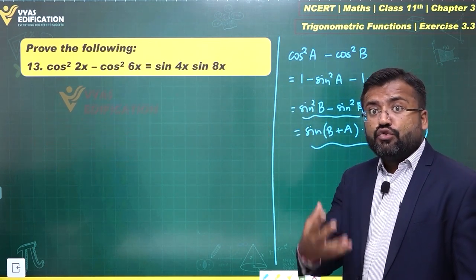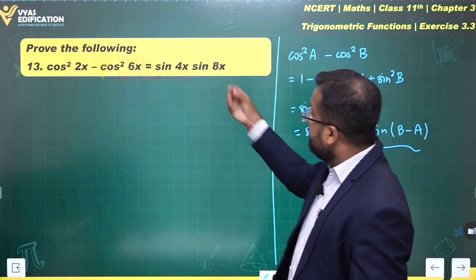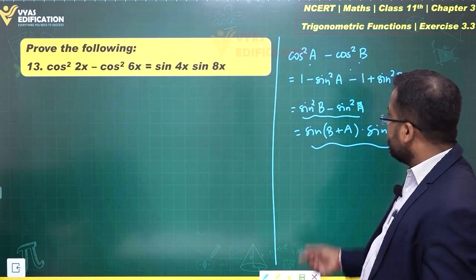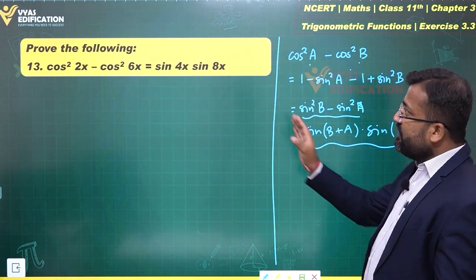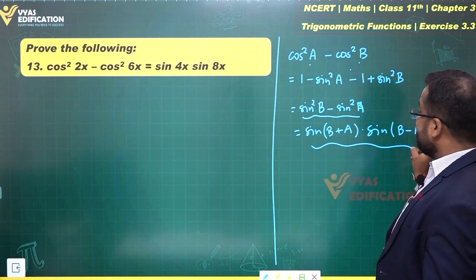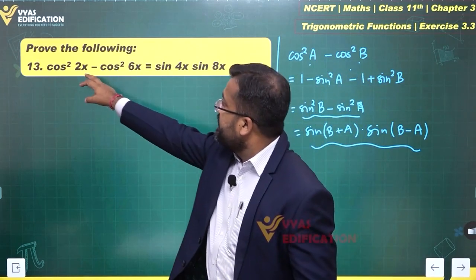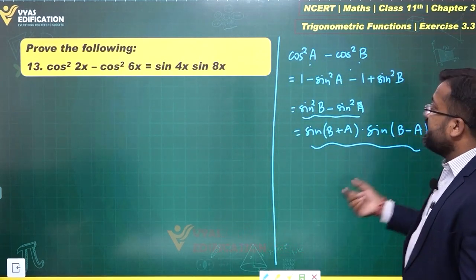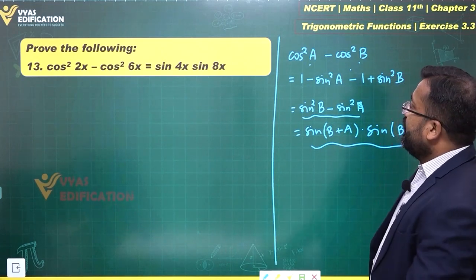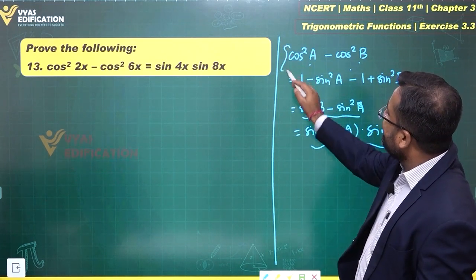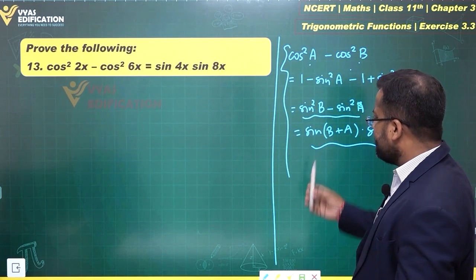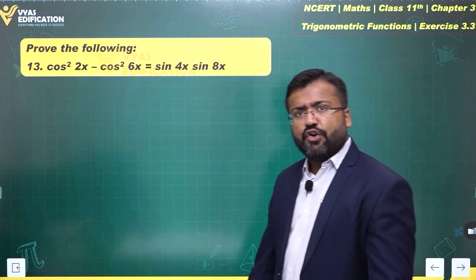Had we been allowed to use this identity, the result would have been pretty simple. You can observe cos square a minus cos square b. Cos square 2x minus cos square 6x would be sin of b plus a, which is 2x plus 6x, that is sin 8x, and sin of 6x minus 2x, that will be equal to sin 4x. The two products would have been obtained very easily. But if life were so simple, it would have been very easy. But this result is not known to us. So what is the result that we want to use over here?